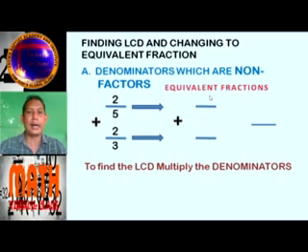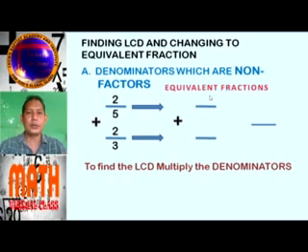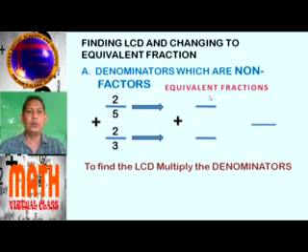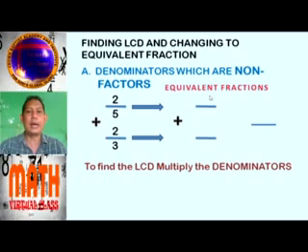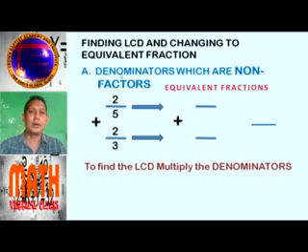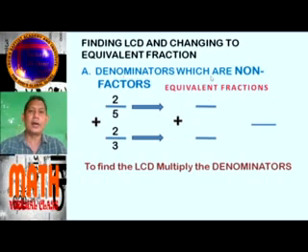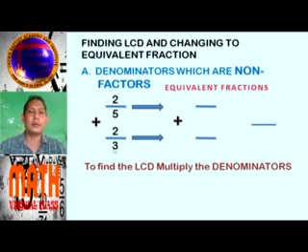There are three kinds of numbers or denominators in which you will find their respective LCD. For the first, there are denominators which are non-factors. What do I mean? For example, 5 and 3. We have here 5 and we have here 3.